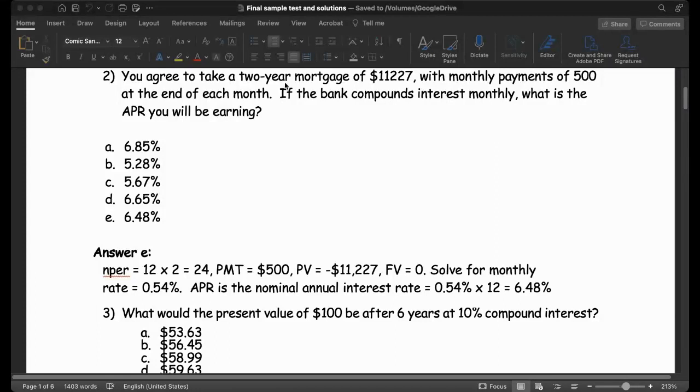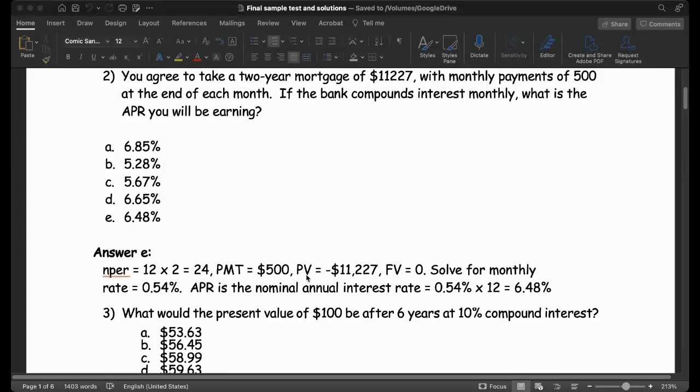So this is a 2-year mortgage, but we pay monthly payments. If we want to solve for the APR, which is the annual nominal rate, we will have to solve for the monthly rate first and then multiply by 12. In order to solve for this monthly rate, we will need to input N, payment, PV, and FV. Here, N should be the number of months, which is 12 multiplied by 2 years, which is 24. Payment is the monthly payment, 500, that you are paying to pay back your loan.